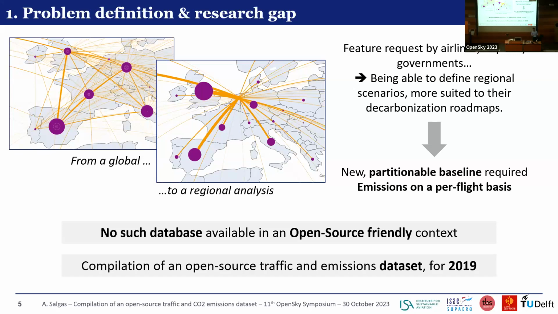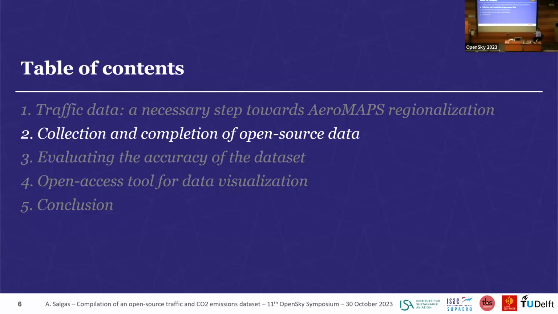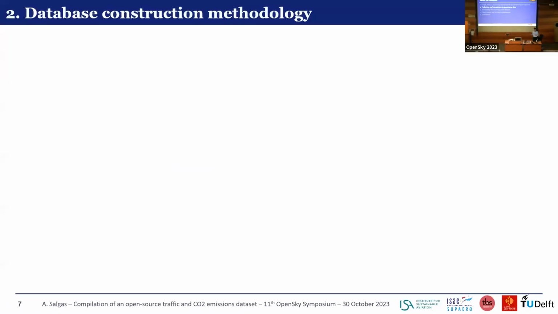The problem is there are no such open source databases, or there are commercial databases that allow us to do this, but nothing in an open source friendly context, meaning that we would have to restrain very much the reproducibility of our research. That led us to try to do this work by ourselves and to compile an open source traffic and emission dataset, which is what I'm going to explain in this next section.